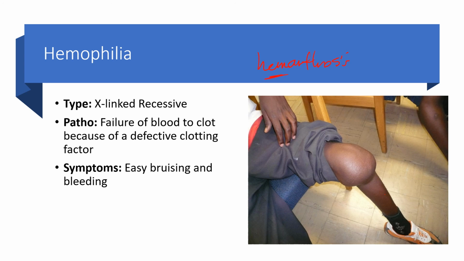So heme, blood, arth right here, that's joint. So blood in the joint. That's exactly what that is. So hemophilia, hemo like blood, philia meaning love or like of. So it's like this person likes blood. No, they're not a vampire or anything like that, but that's what the term means.